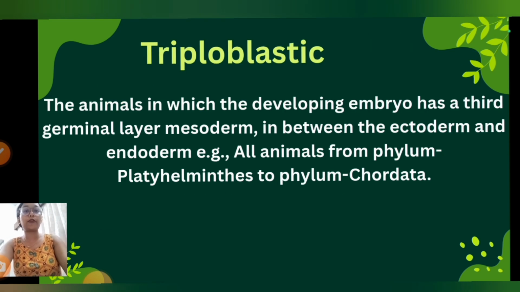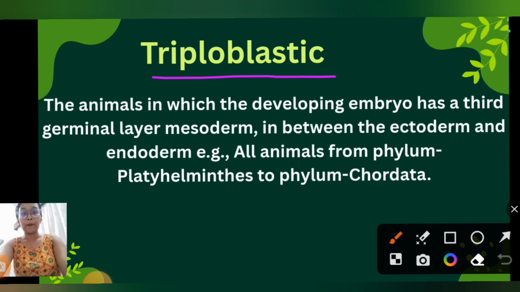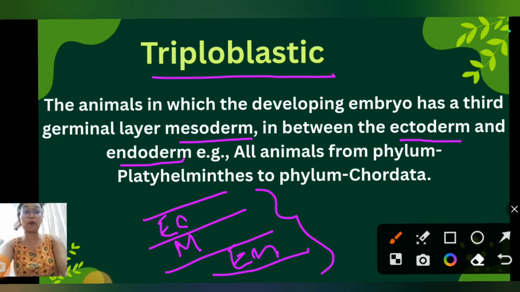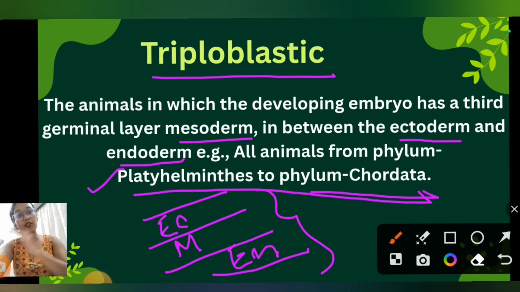Then moving on to the next slide, the triploblastic animals. Triplo means 3, so they will have 3 different germ layers: the outer ectoderm, the inner endoderm, and a middle layer called mesoderm. You can see this triploblastic organization from phylum Platyhelminthes to phylum Chordata. From Platyhelminthes till Chordata, you can see triploblastic layers. Is it clear?